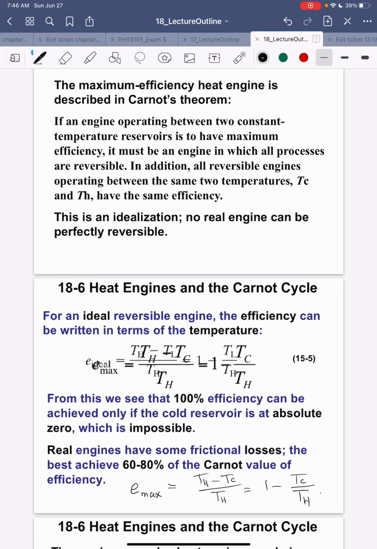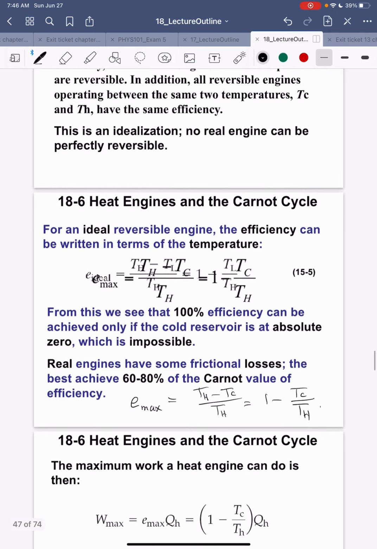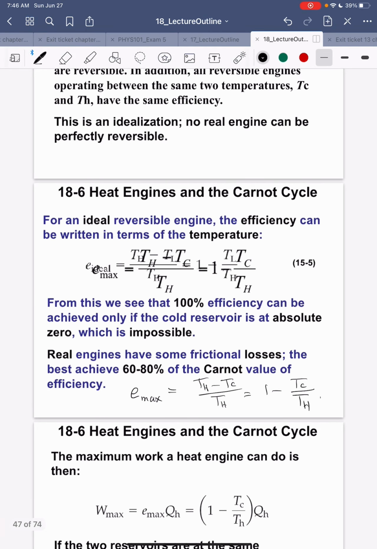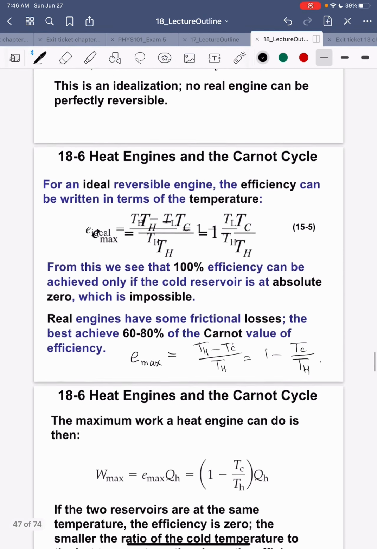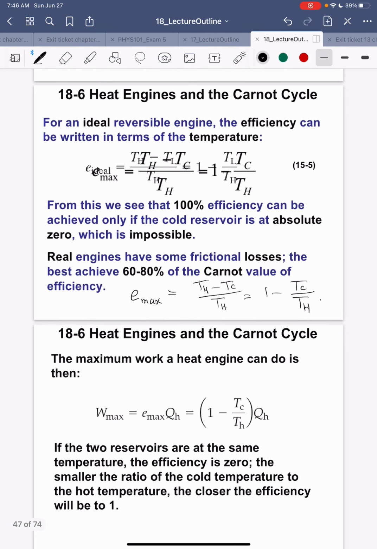Then for an ideal reversible engine, the efficiency can be written in terms of the temperature. From this, we see that 100% efficiency can be achieved only if the cold reservoir is at absolute zero, which is impossible. And because of that, the real engines that we have have some frictional forces, and they have really about 60 to 80% of the Carnot value of efficiency. Then it's an idealization that doesn't exist in actual life.